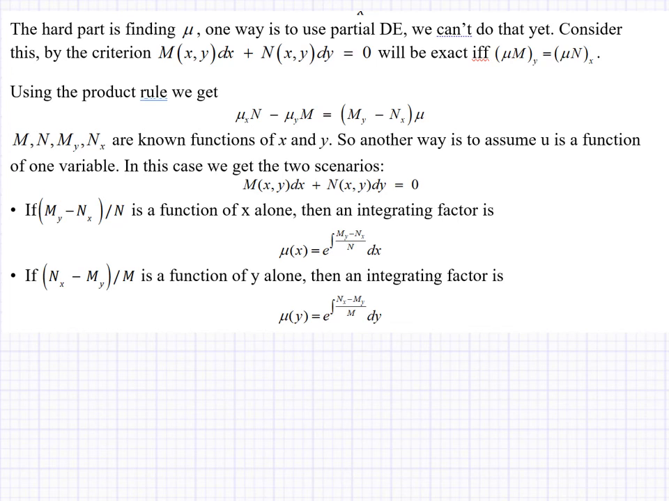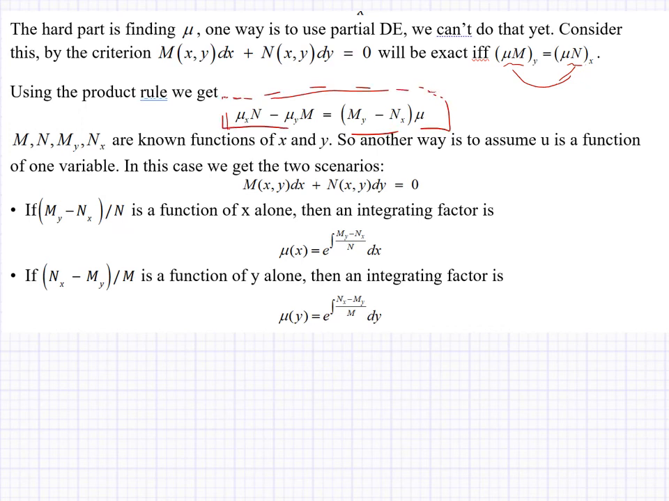But what we're going to do here is think about this, right? Remember, the criteria was that the derivative of mu times M with respect to y has to equal the derivative of mu times N with respect to x. And we're trying to figure out when is that going to happen and what would mu have to be so that those are equal. Well, if we looked at each of these derivatives here and we used the product rule because we have mu times N, and then we rearranged our terms, we would get to this equation here.